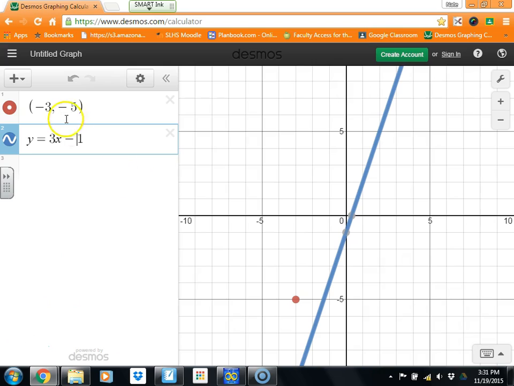Okay, so we go on to Desmos, and I plot the point negative 3, negative 5, and my equation y equals 3x minus 1. I want to find an equation for a line that's going to be parallel to the line in blue. So this line is going to look something like this. It's going to be parallel and doesn't intersect. Looking at it visually, I've got to have the same slope, because parallel lines have the same slope.